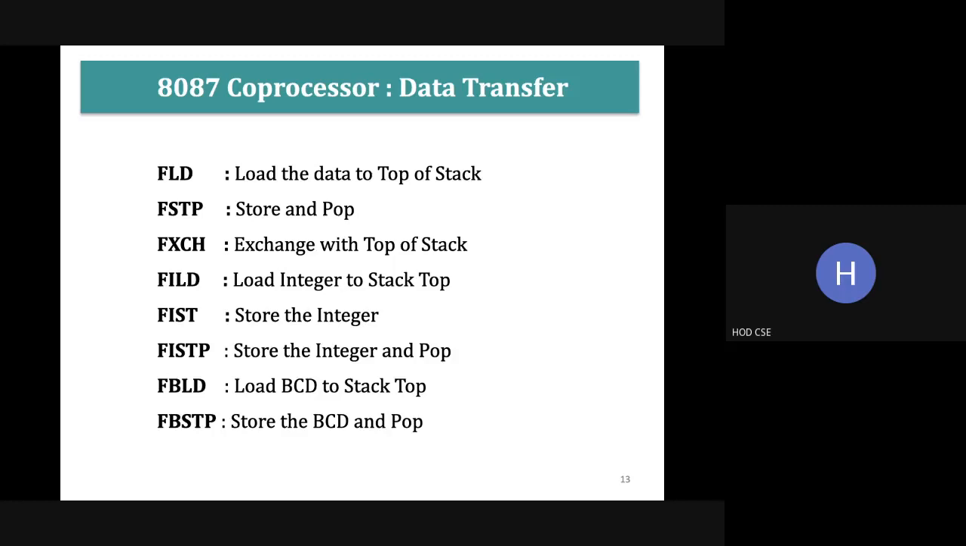Okay, and remember the DAA instruction, DAS, DAM. BCD means if the number is greater than 9, we have to add 6 to that. That is a BCD operation. If the number is greater than 9, we have to add 6 to that.